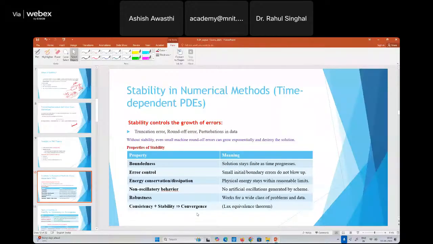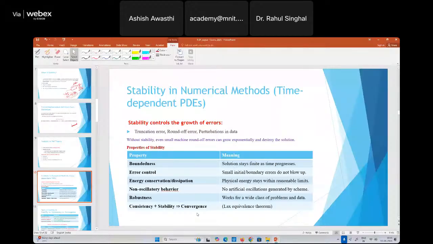That means that when you progress in time from n to n+1, then n+2, and so on, you don't have to bother about the growth of the solution. Whatever solution comes is under control, or bounded. Error control: when the solution is under control, the error is under control, so it is not a different thing. Now next is the energy conservative or dissipative property. That means the physical energy in the system stays within reasonable limits.